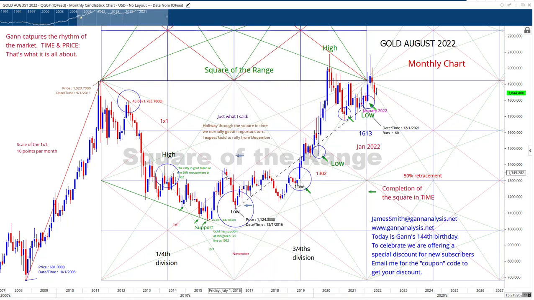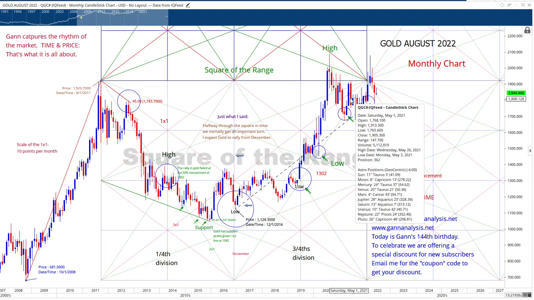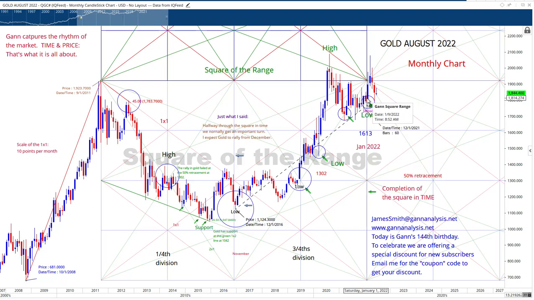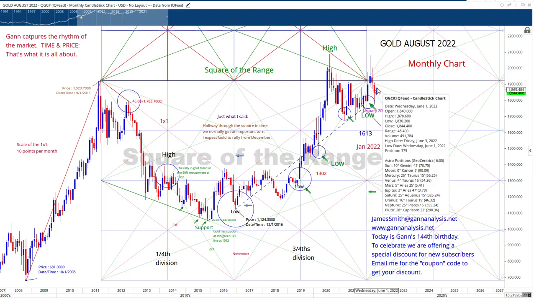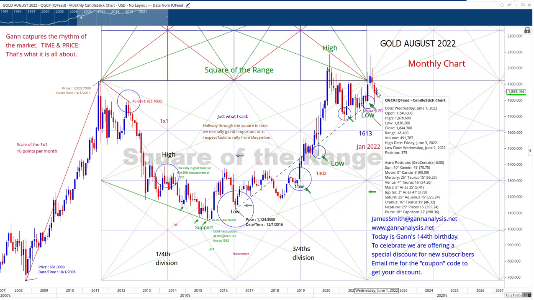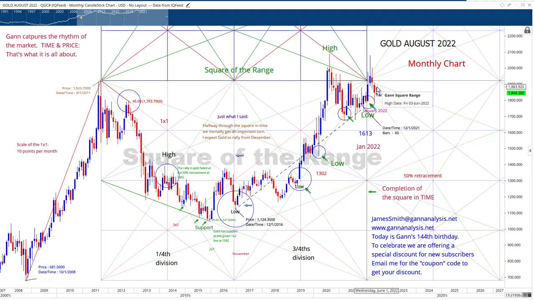You can see it had trouble getting above it, and then it sold off into the midpoint in time before it started to move up. Found support on this green 2x1 line, and then we drifted sideways into the completion of the square in time before we started to rally. So what you really want is for it to go above this red 1x1 line. The swing high this month so far is 1878 for the month of June. We want to get above that.